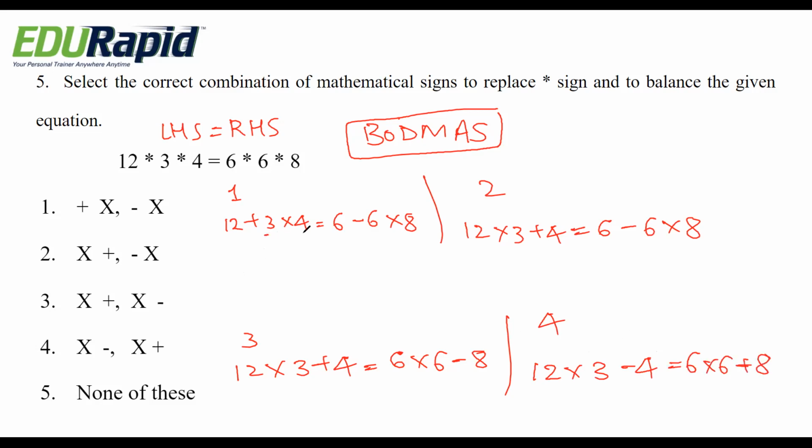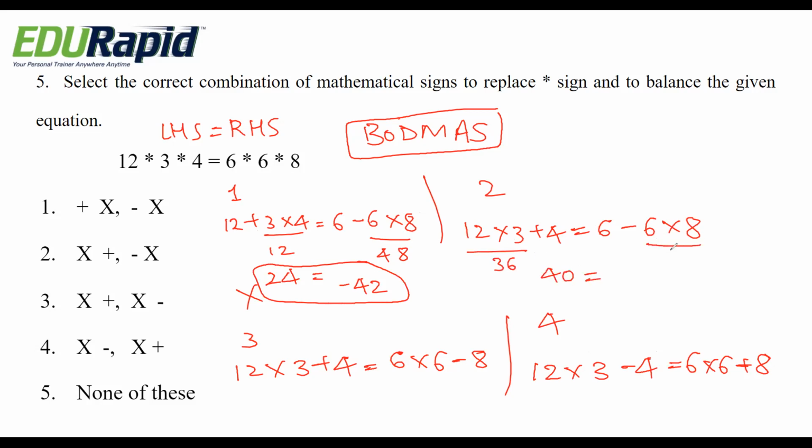So here, 3 fours are 12, 12 plus 12 is 24. You have to apply BODMAS. 6 eights are 48, 6 minus 48 is minus 42. It is not balanced. Let me check with the second one. 12 threes are 36 plus 4 is 40. 6 eights are 48, 6 minus 48 is minus 42. It is also not balanced.